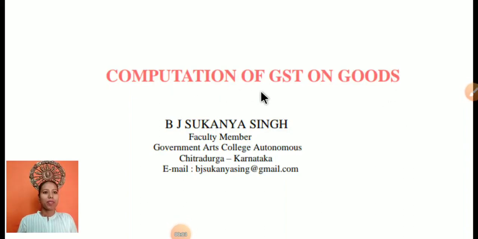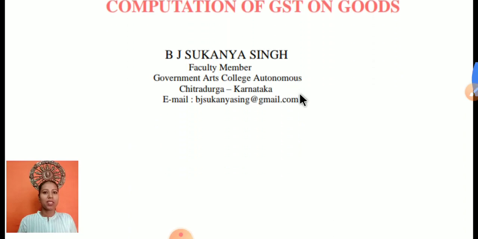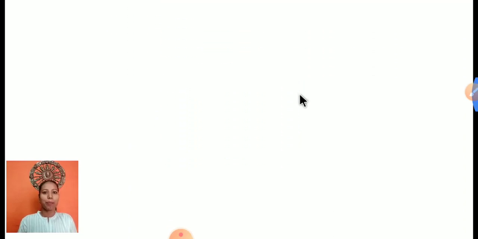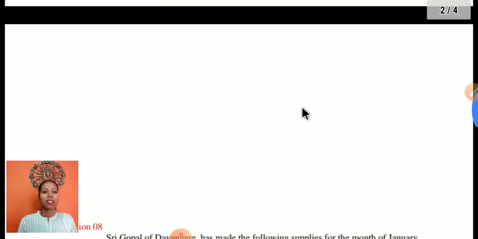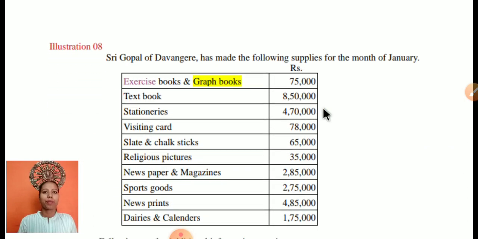Today I came with a computation of GST on goods with formula example. Look at the illustration number 8. Shri Gopal of Davangere has made the following supply for the month of January.